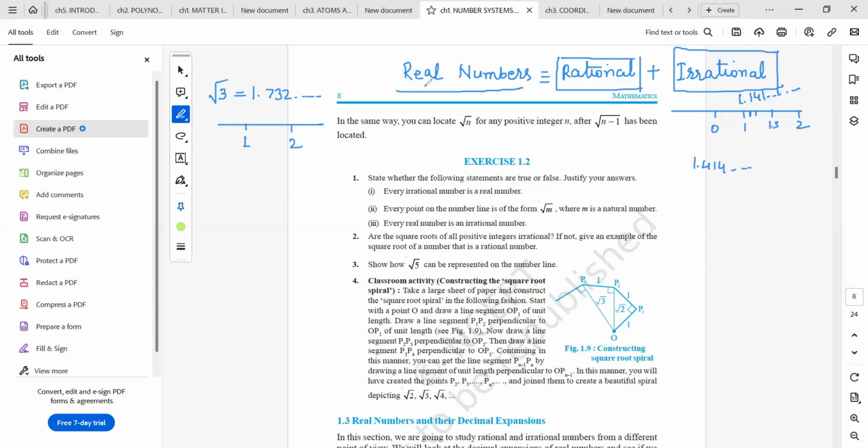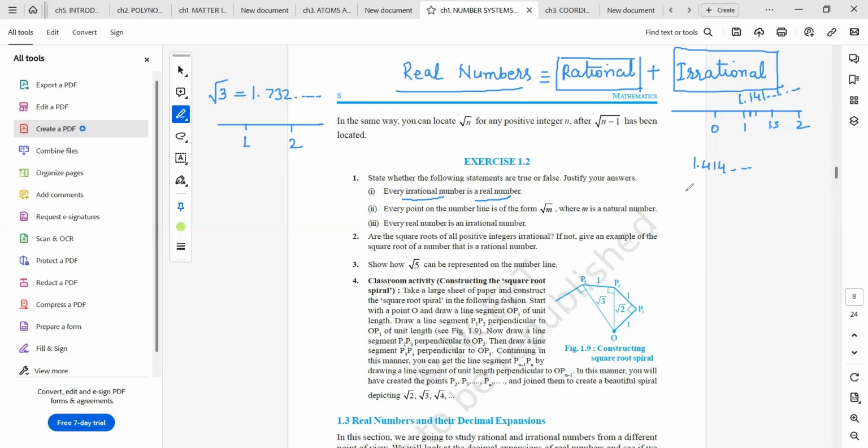So what we say is that real is the sum of all the rational numbers and all the irrational numbers. So a real number may be rational or irrational. Now, every point on the number line is of the form under root m, where m is a natural number. Yes, every point on the number line is of the form under root m. Is it true?